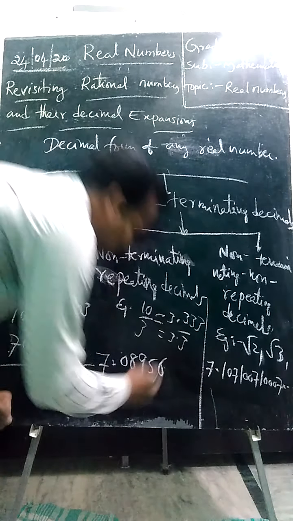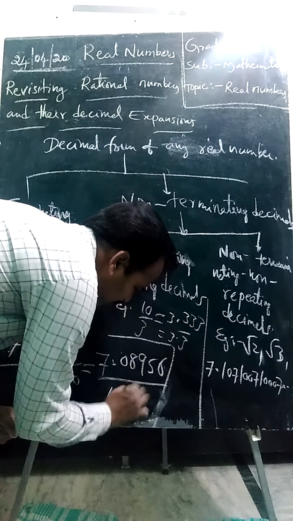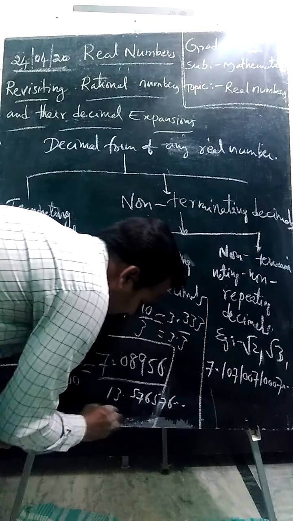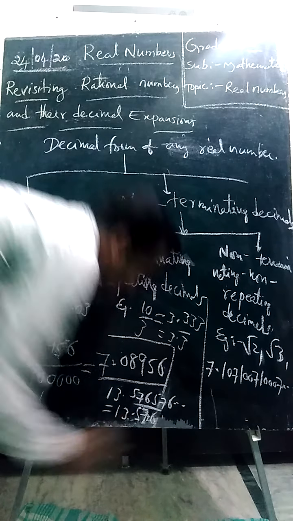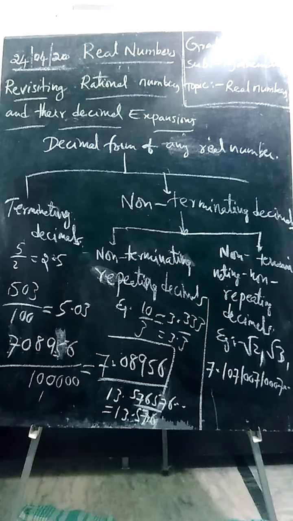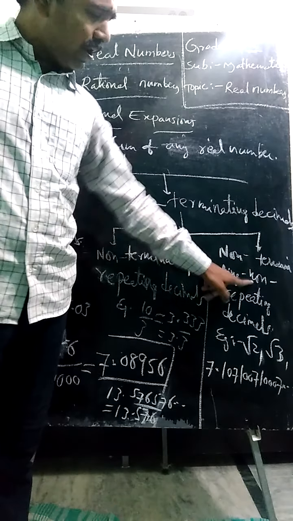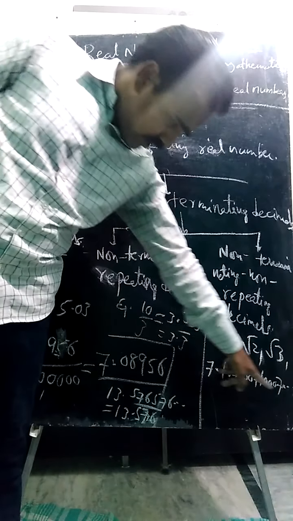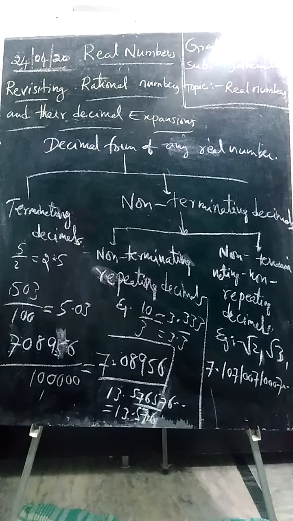One more example I'll give: 13.576576, and so on. We can write it in bar form, 576 bar. You learned about these types of numbers in 9th class. These are also rational numbers. These two are rational numbers, but the non-terminating, non-repeating ones, where the same part doesn't repeat and different digits keep coming, like root 2 and root 3, are called irrationals, as you learned in an earlier class.